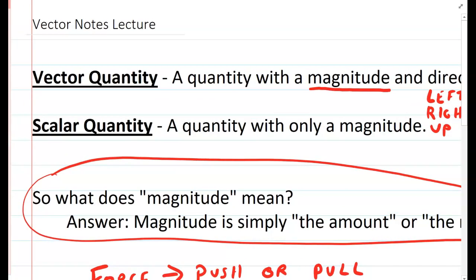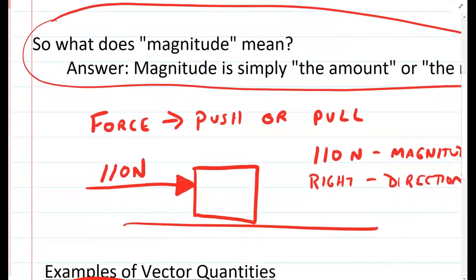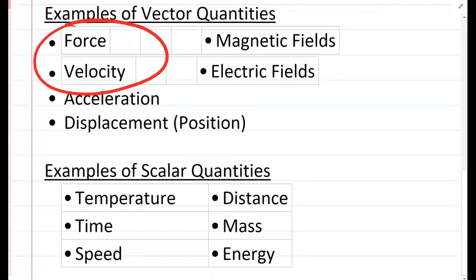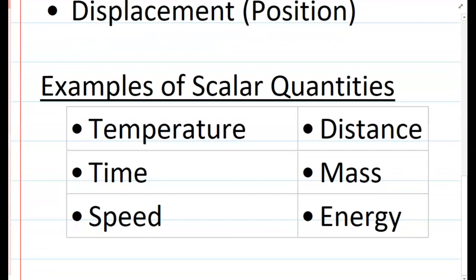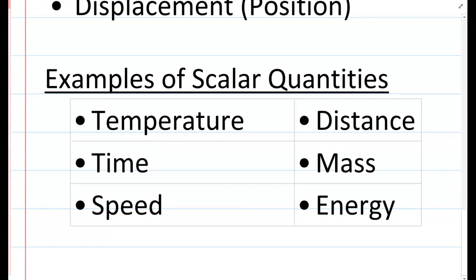A scalar quantity is a quantity with only a magnitude, which means it only has an amount. It doesn't have a direction associated with it. And most numbers are scalar numbers that we deal with. Most quantities we deal with don't have a direction associated with them. So let me scroll down here. Let's talk about some examples of scalar quantities.